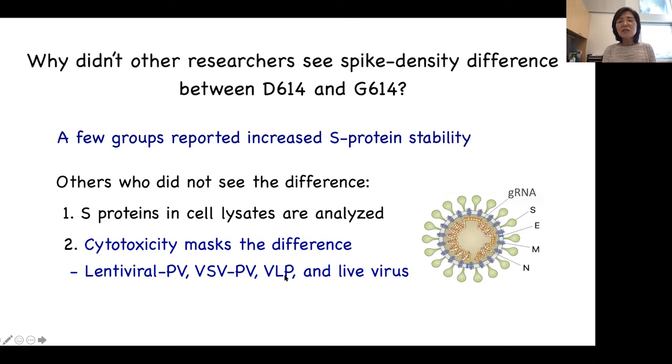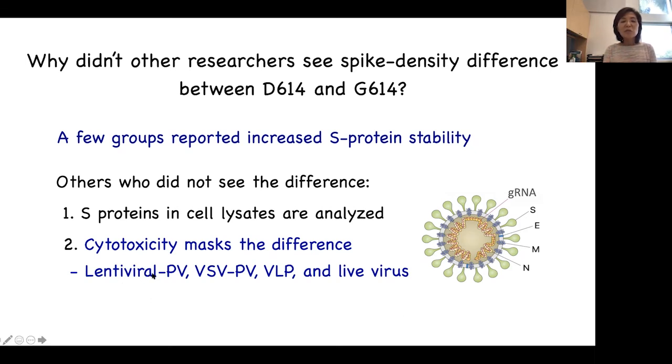So how did we see the result with the VLP? Because we had to adjust the M protein ratio very much to reduce it to the minimum amount of M protein. And we harvested the VLP. Now, we didn't wait until 48 hours. We harvested earlier to minimize this cytotoxic effect. So why does cytotoxicity mask the difference? Because S protein in the cell from the dead cells is released and contaminates the purified virion. We saw it ourselves, so we can say it with confidence.